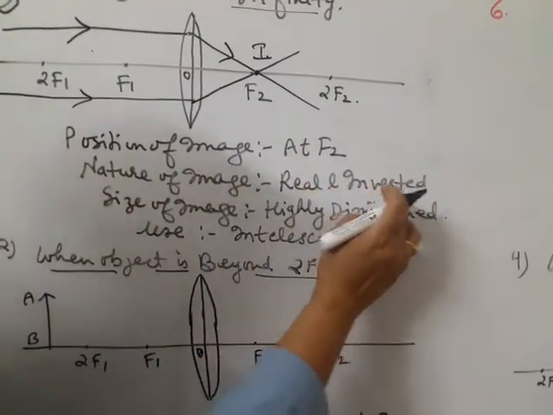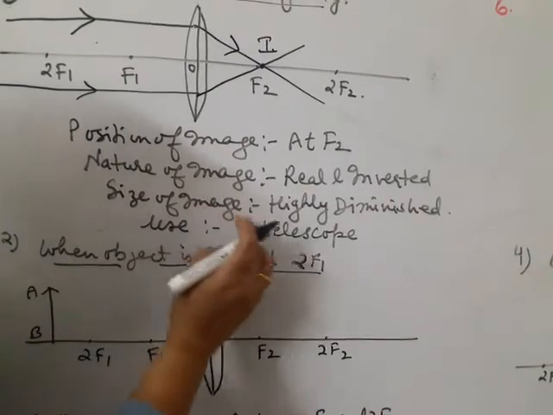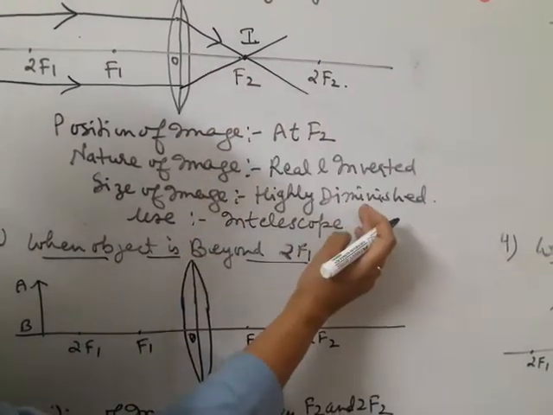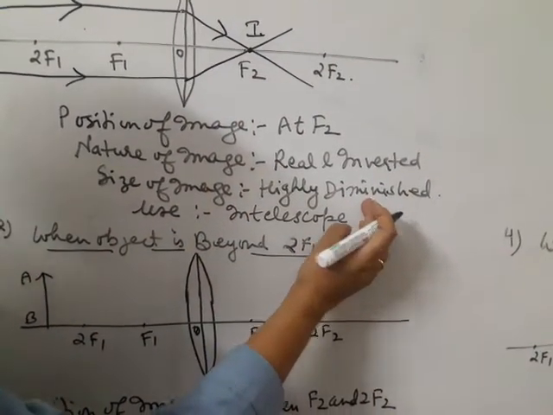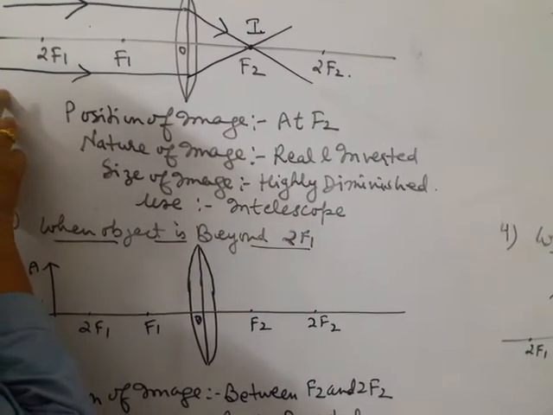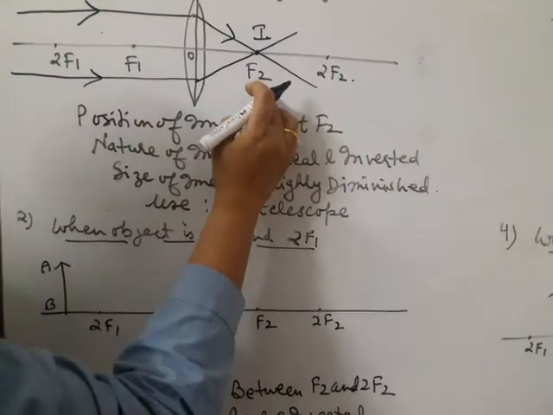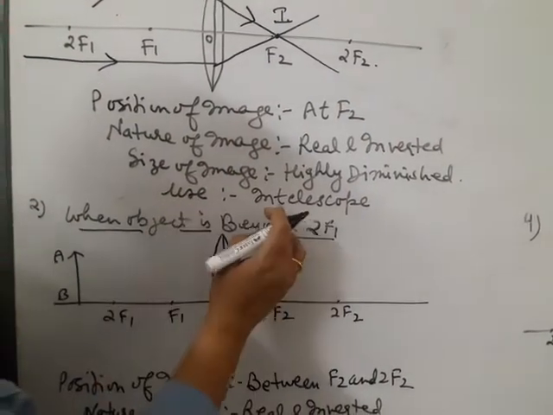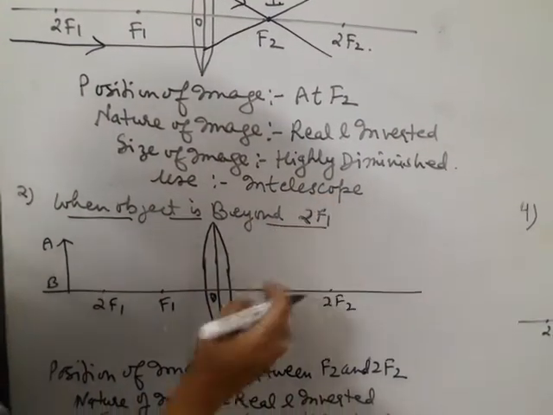Nature of image is real and inverted. Size of image is highly diminished. Point size is there, and this position of object and position of image, it is used in telescope.